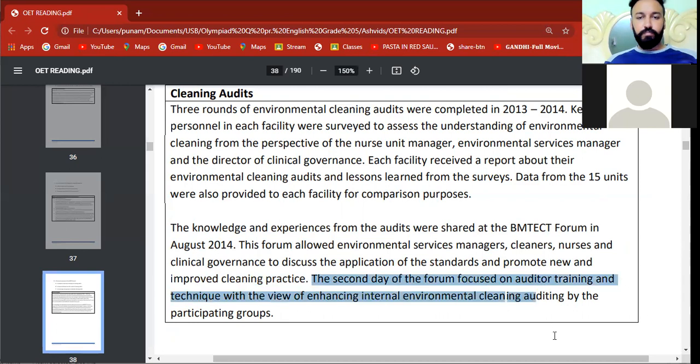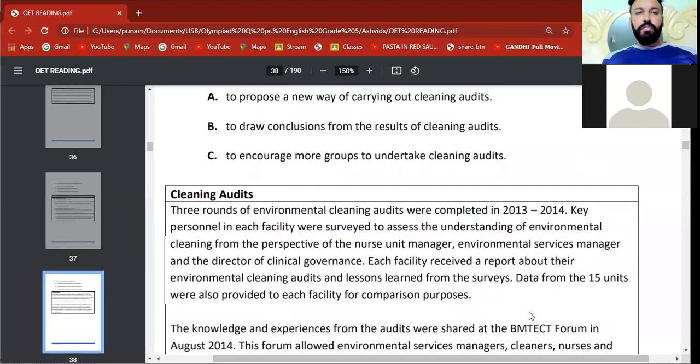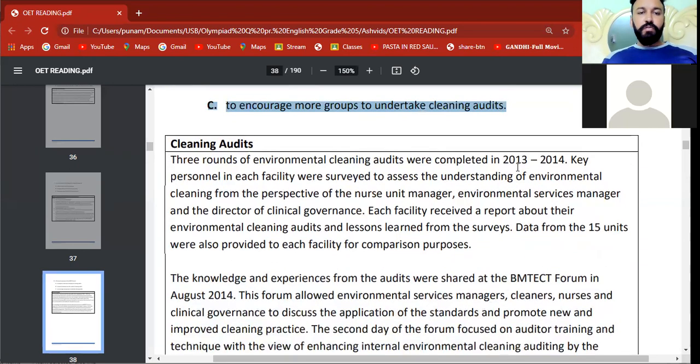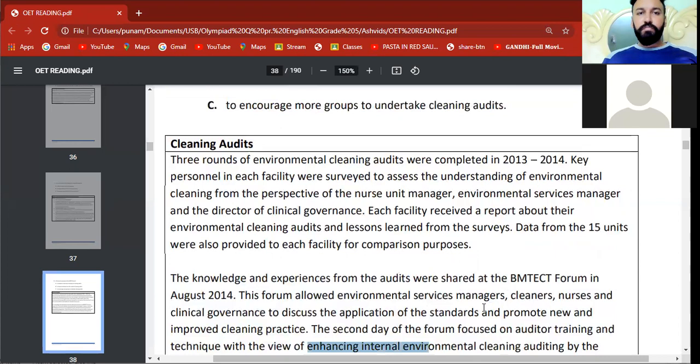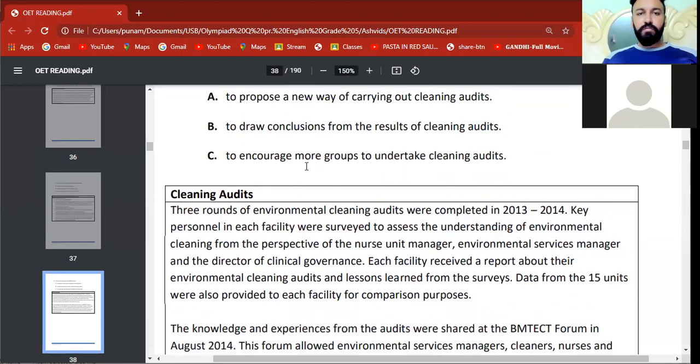The second day of the forum focused on auditor training and technique with the view of enhancing internal environmental cleaning auditing by the participating groups. Okay. Now, out of these two, so after training and technique, view of enhancing environmental cleaning audits, enhancing.